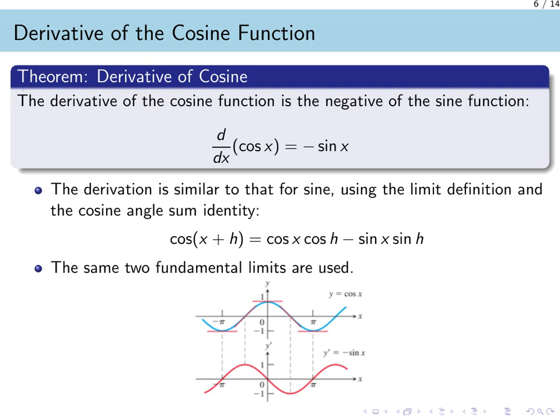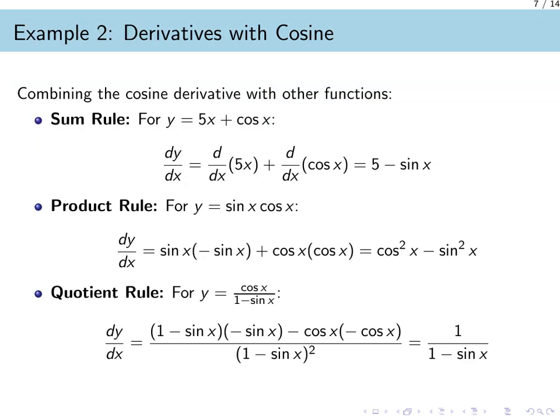The derivative of the cosine of x is negative sine of x. Now that we have the derivative for cosine, I want to show you how it combines seamlessly with the sum, product, and quotient rules we already know.